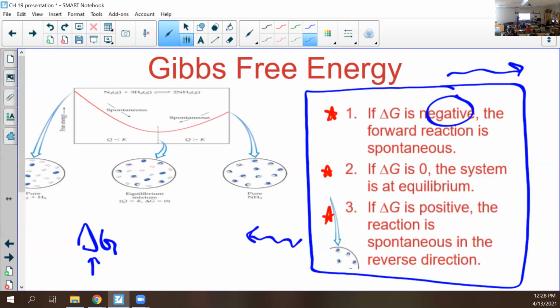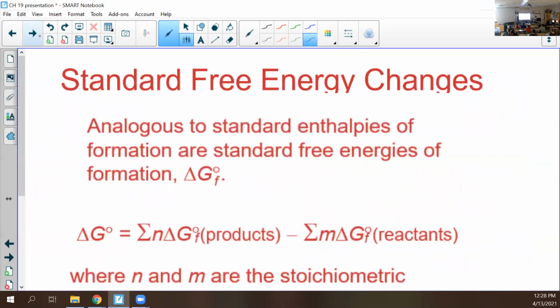Okay, so I went over that, right? Okay, so here's the math. And we've done this exact same math before. It's analogous to standard enthalpies of formation, which we did in chapter 5. It was the sum of the products minus the sum of the reactants.